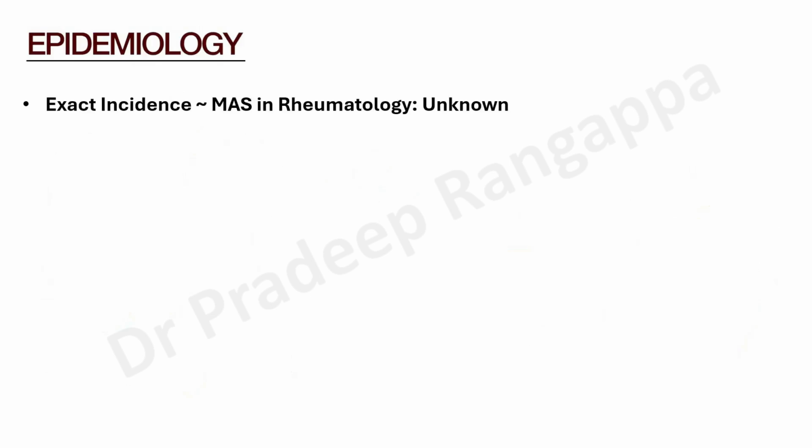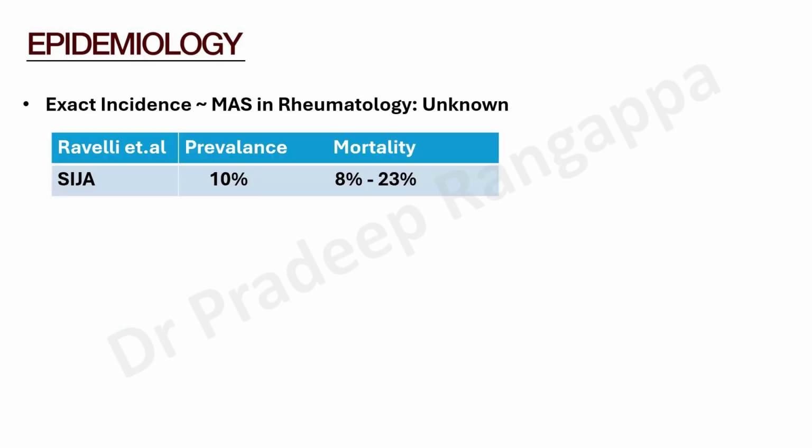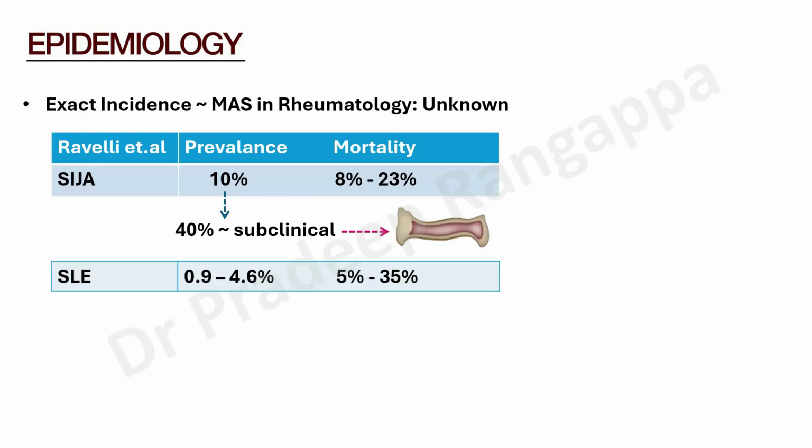When you look at epidemiology, the exact incidence of macrophage activation syndrome in rheumatology is unknown. There's one study by Ravelli et al., which put the prevalence in systemic idiopathic juvenile arthritis at 10%. Mortality is 8% to 23%. But the subclinical cases they put at 40%. So many of them can be subclinical, but the overt clinical manifestation is at 10%. And for subclinical cases, the diagnosis has to be established by doing bone marrow testing.